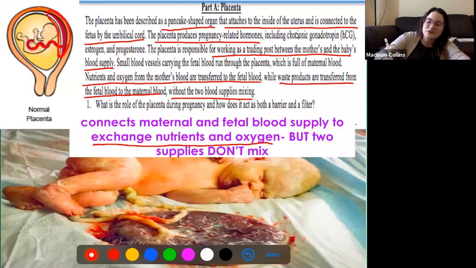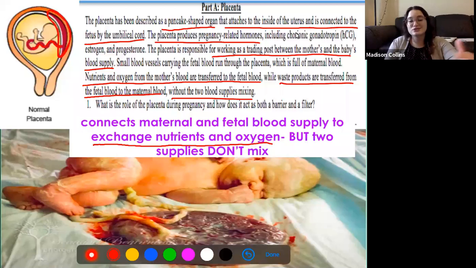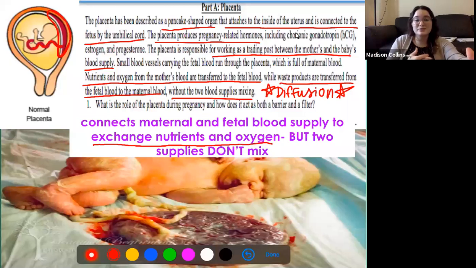So diffusion is going to be involved in the transfer of these nutrients and oxygen, making sure that materials are able to diffuse from the mother to the baby, and waste products are able to diffuse from the baby to the mother without those two blood supplies ever mixing. So super, super important.